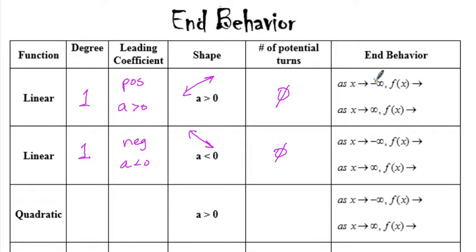Let's talk about the end behavior. We know how to answer these questions already. On the left, as x goes to negative infinity, you have f of x going to negative infinity as well. On the right, positive infinity goes to positive infinity. For a negative leading coefficient line, you have the opposite. It rises on the left and falls on the right.